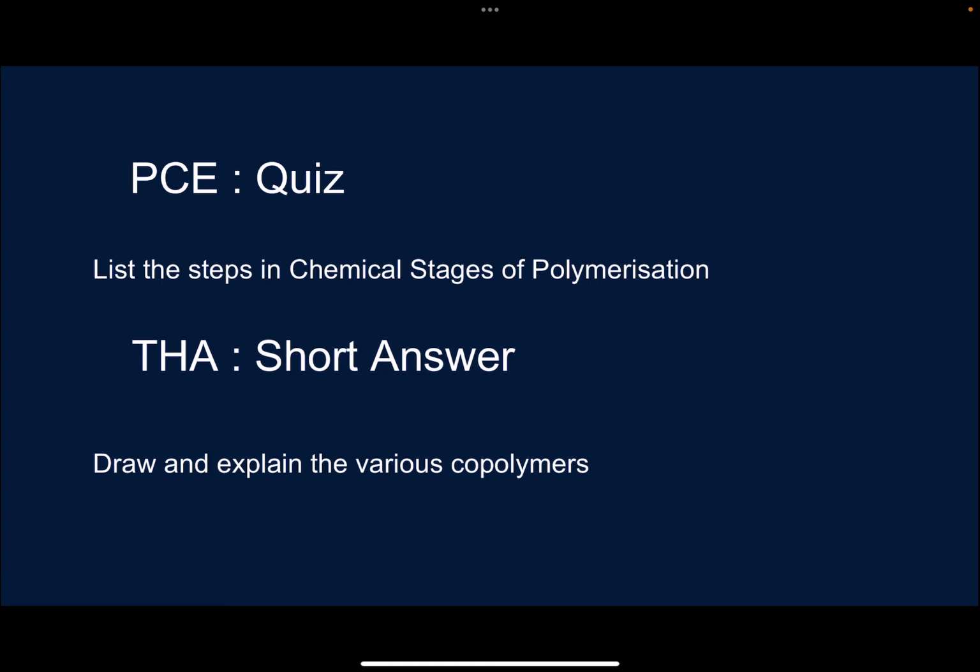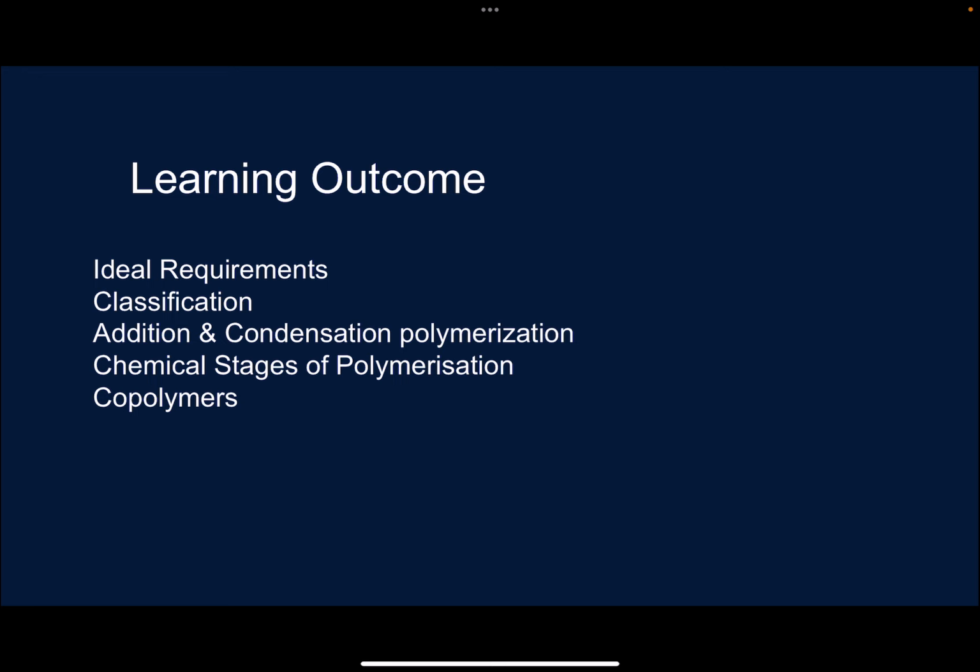So this is your PCE for today. List the steps in chemical stages of polymerization. As an assignment, you have to draw and explain the various copolymers. So this is the learning outcome. That is, today's class basically described what a polymer is. It described the terminology, and then in detail we talked about the ideal requirements, the classification, about addition and condensation polymerization, about the chemical stages of polymerization, and about the types of polymers like the block polymer, the graft polymer, the random polymer, etc. Thank you.